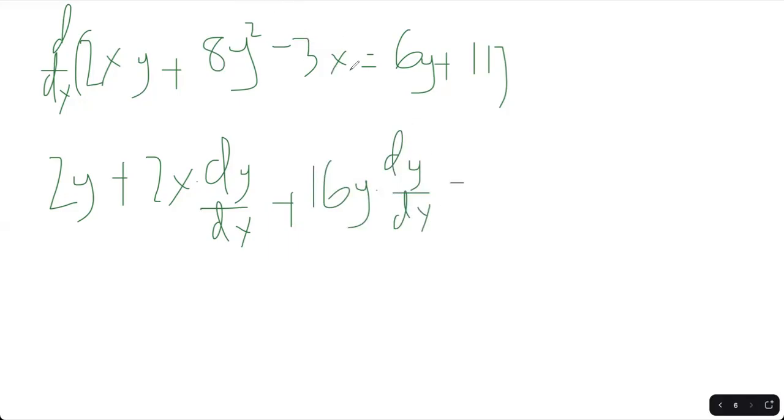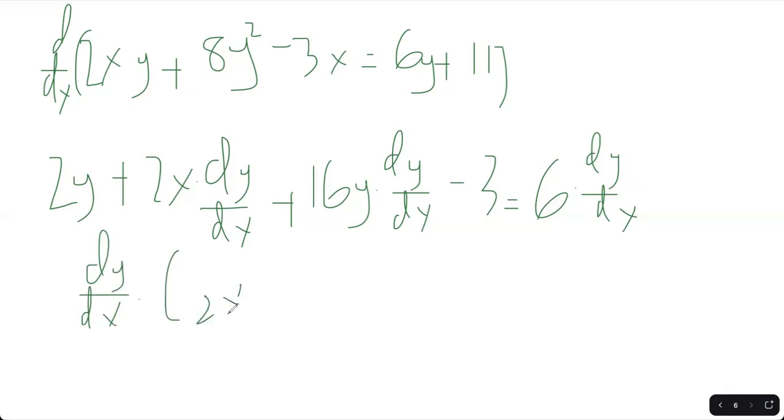Minus derivative of 3x is 3, so we keep that. This derivative of this is 6 times dy/dx. And then 11 just becomes 0, so we ignore it. Move all the dy/dx's to one side, so you can factor that out.